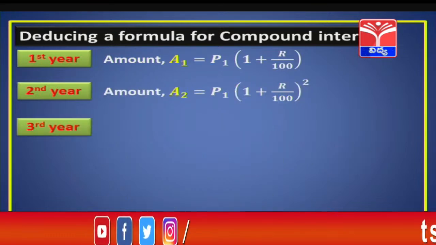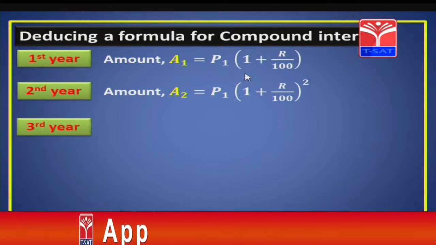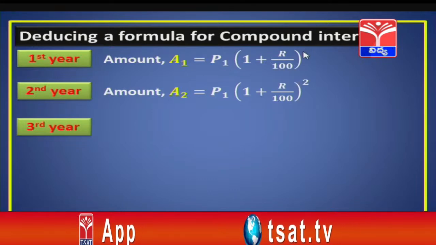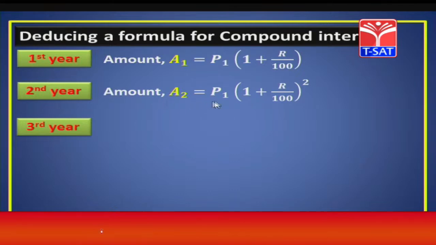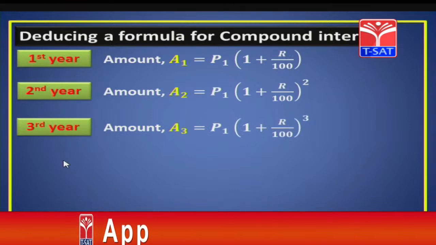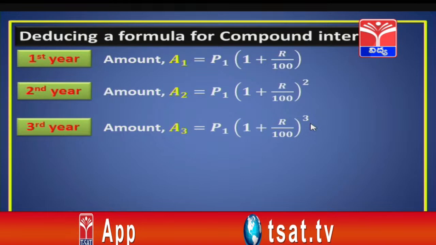Now, children, can you guess what is the amount at the end of 3 years? If you notice, A1 is P1 into 1 plus R by 100. So, there is no power here, that means 1, right? And in the second year, A2 is P1 into 1 plus R by 100 whole square. So, since we are taking the second year, the power is 2. Now, what will be in the third year? That is great. A3 is equal to P1 into 1 plus R by 100 whole to the power of 3.